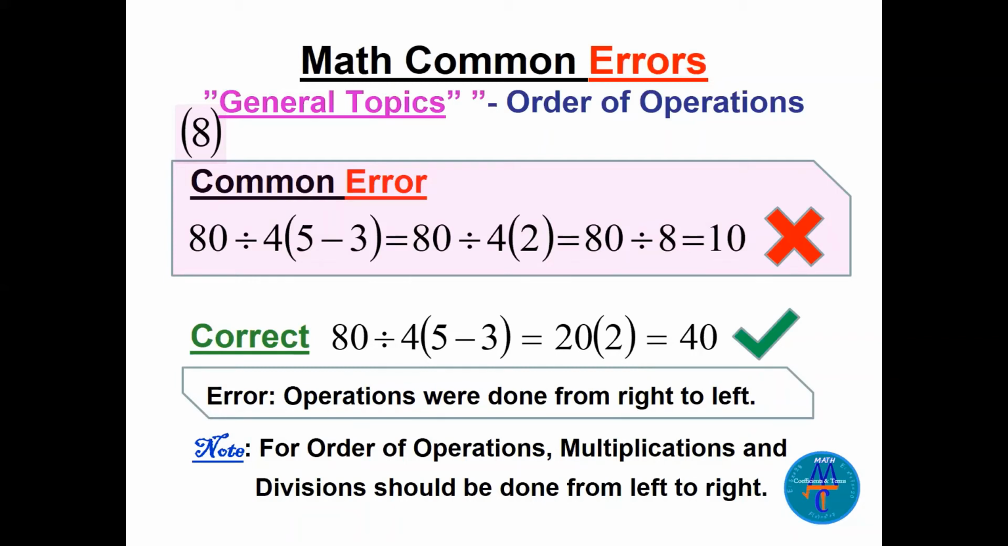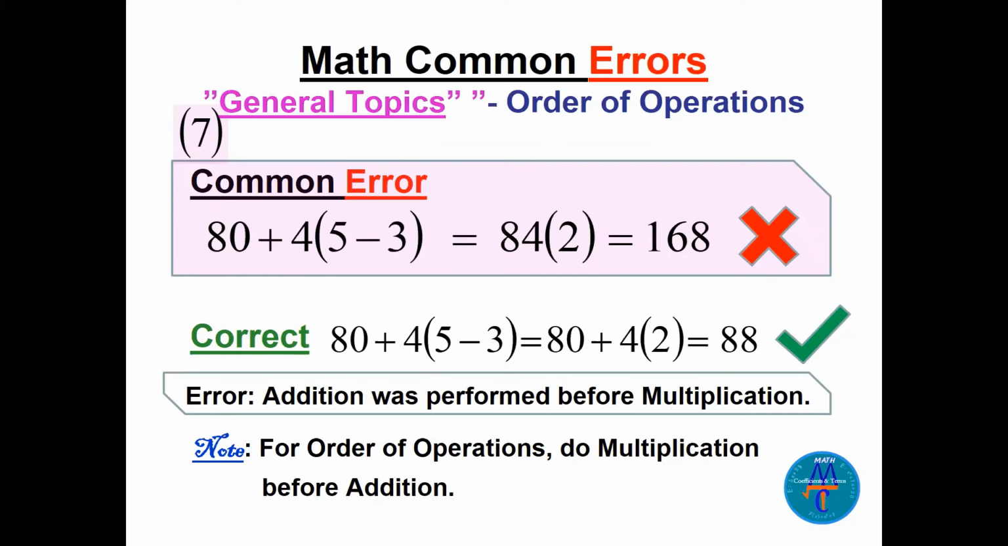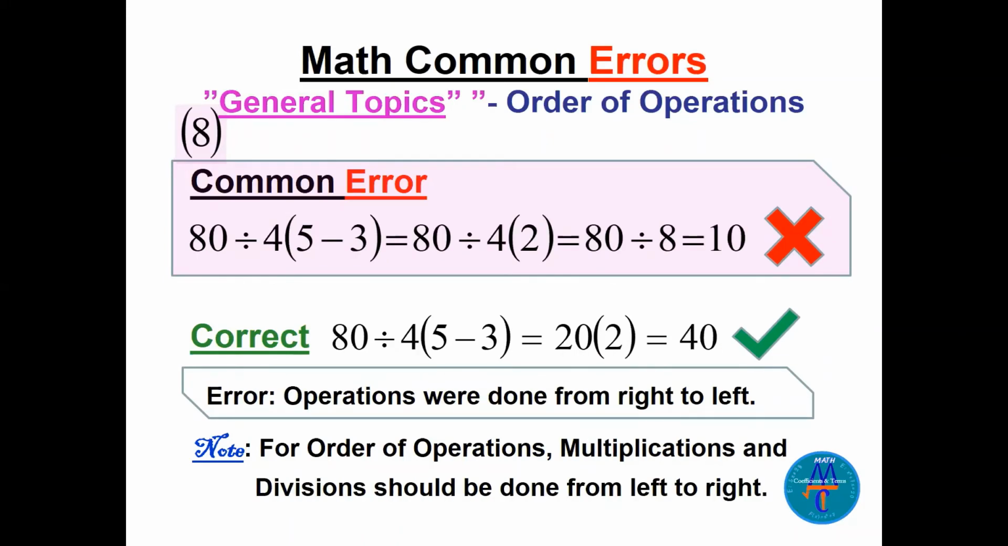You see, in number 7, we have 80. Let me show you here. Number 7, 80 plus 4. Now here we have 80 divided by 4. So there is a division. Then we have 4 times the 2. So we do from left to right, division, multiplication, as they appear. So you have to divide here first. 80 divided by 4 is 20, times 2, the correct answer is 40.